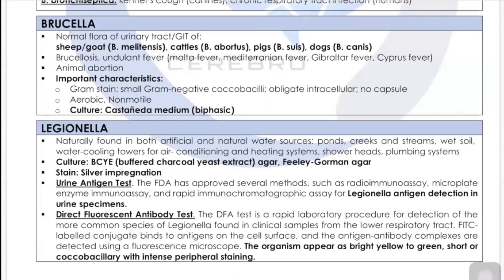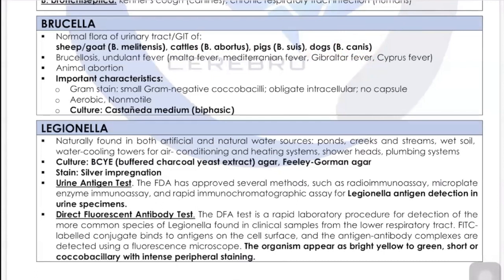So Brucella is a normal flora of the urinary and the gastrointestinal tract of different animals. So it usually depends on the animal which species it is. For example, we have Brucella melitensis, usually seen in sheep and goat, Brucella abortus in cattle, Brucella suis in pigs, and Brucella canis in dogs. Okay? So brucellosis, undulant fever, is otherwise known as Malta fever or Mediterranean fever or Gibraltar fever or Cyprus fever. So this is the condition that is caused by Brucella, and it is also associated with animal abortion.